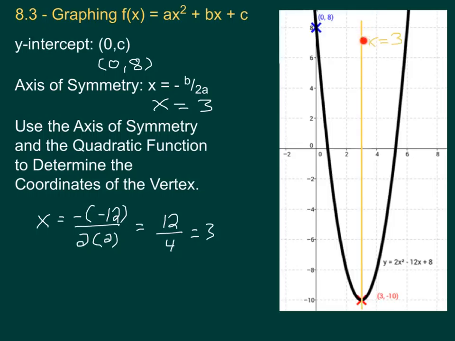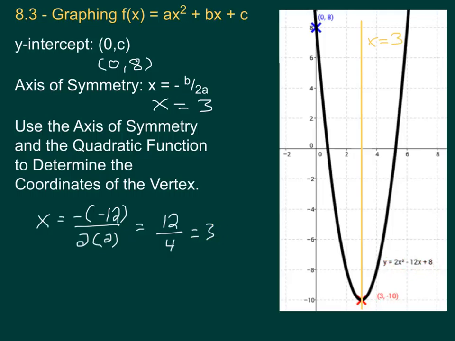So you can see this vertical line here has the equation x equals 3, and the vertex is always going to sit right on that axis of symmetry, because that's where the parabola turns around and it starts to look like a mirror image. So in order to find the coordinates of the vertex, all I would need to do is plug that value of 3 into my equation.